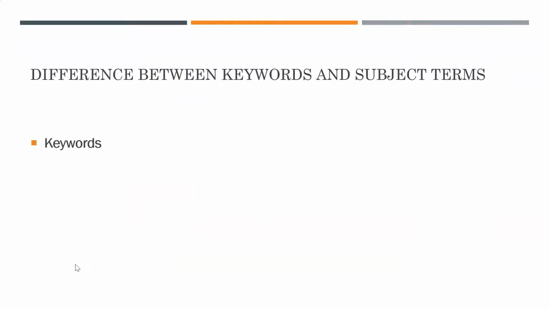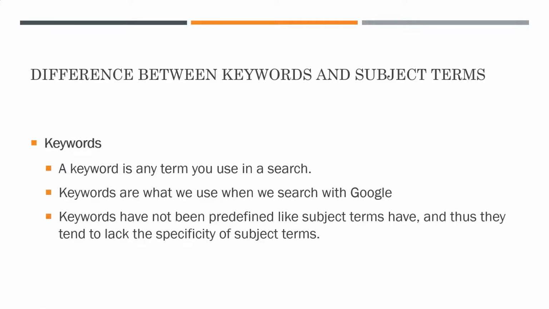By contrast, a keyword is any term or sets of terms and phrases that you might use in your search. It could be a type of media you're searching, like video, book, magazine, or it could be phrases such as a sentence fragment that you remember from the article. Keywords are what we typically use when we search the open web in search engines such as Google and Bing. Keywords have not been predefined like subject terms have, and thus they tend to lack the specificity of subject terms.